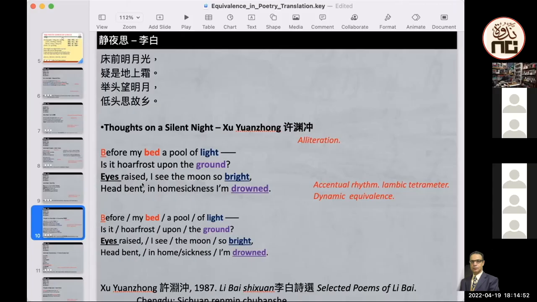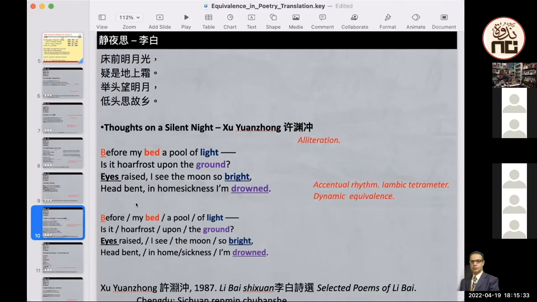Is it or frost upon the ground? And again, upon, you see, you put the stress on upon. And then the ground, that is unstressed. The ground is a much heavier, longer word, so the stress should be there. Eyes raised, not exactly iambic, but since we follow the iambic rhythm, we can read it. Eyes raised could actually be a spondee. Spondee means a foot of 2 syllables, both of them stressed. So tam tam, like this. Eyes raised. I see, and then he returns to the iambic.